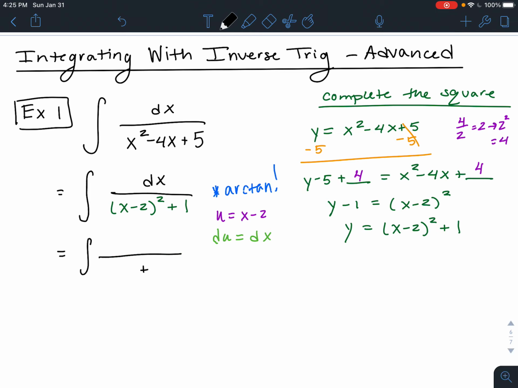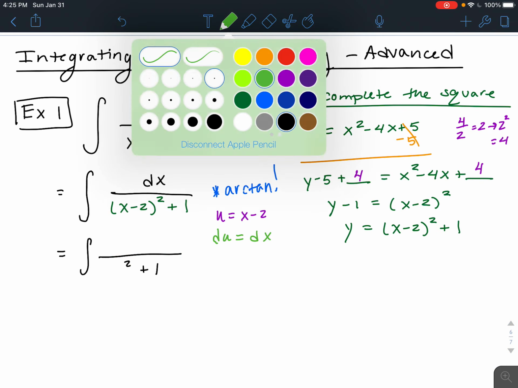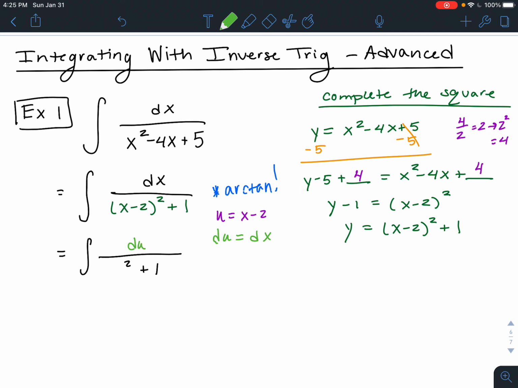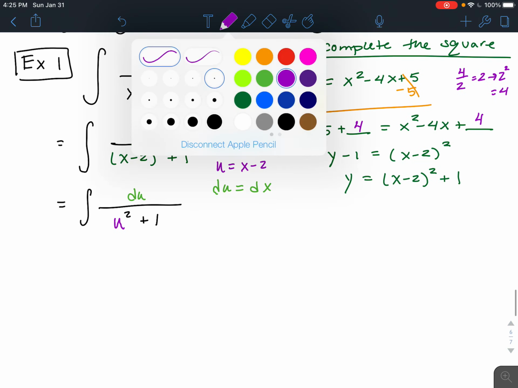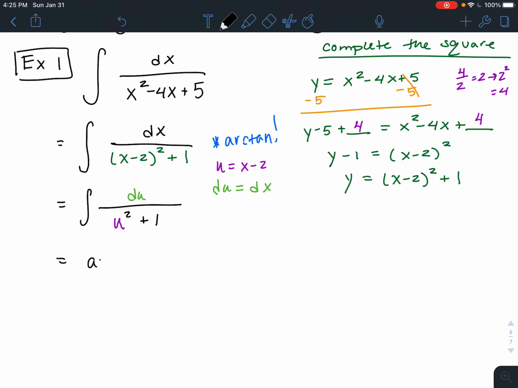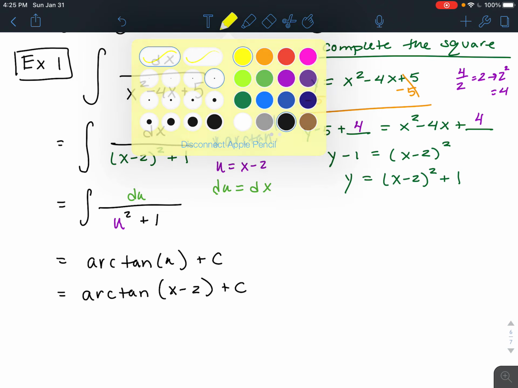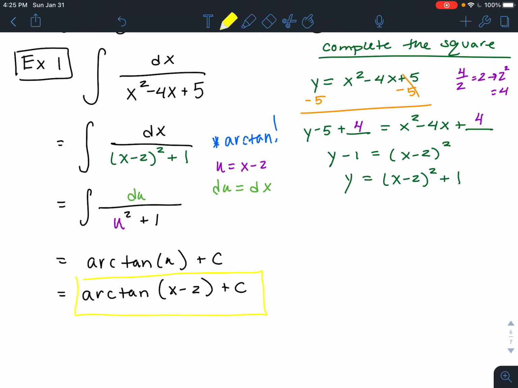If I go ahead and do a little substitution, I get du over u squared plus 1. That's just going to become the arctan of u plus c, and then if I plug back in for my u, I get the arctan of x minus 2 plus c. So there's a hidden inverse trig function in there, even though it looked nothing like any of our inverse trig models.